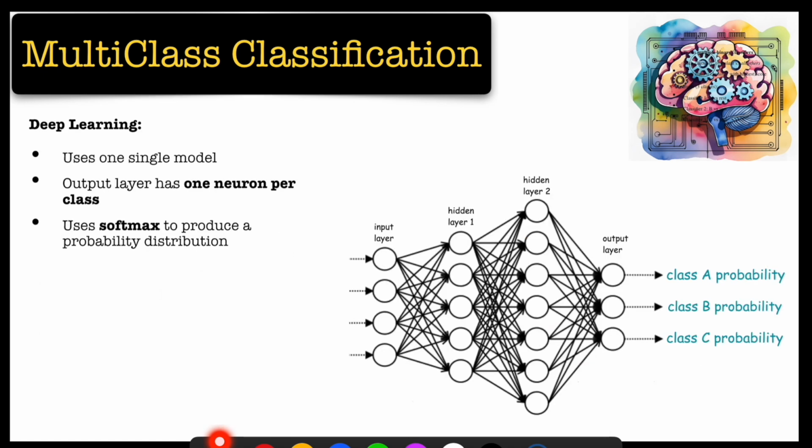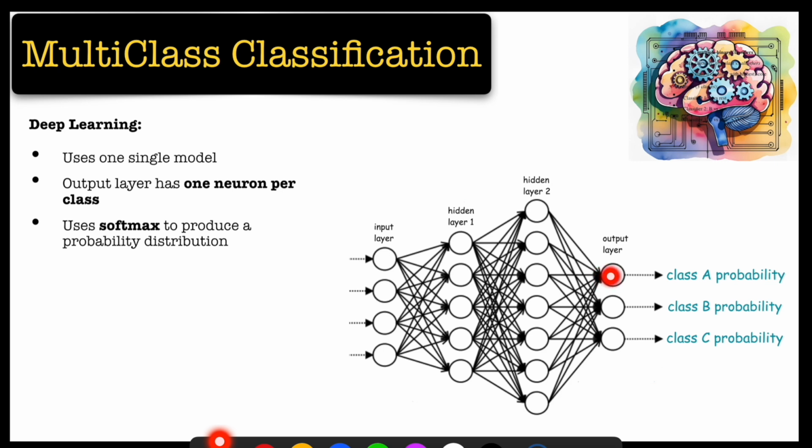Next approach is using deep learning, which is widely used nowadays. In deep learning, we use just one single model, but this will be a complex model. We'll have input layers, several hidden layers, and the output layer. The output layer has one neuron per class. As we have seen, we have three classes in our data set: class A, class B and class C. For three classes, we'll have three different nodes or neurons in the output layer.